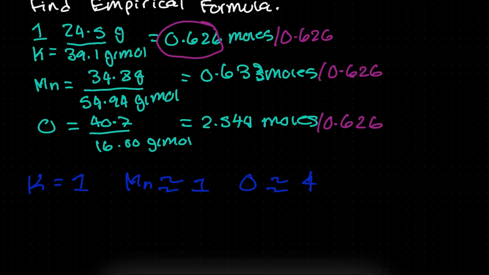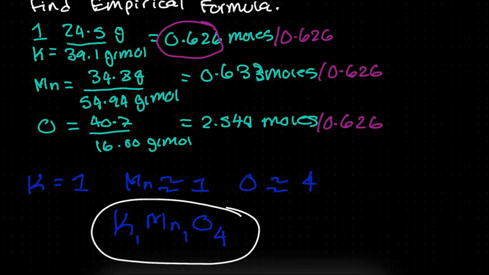So from here, we can write our empirical formula as K1, Mn1, and O4. This right here is our empirical formula.